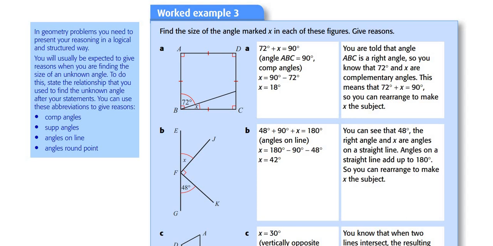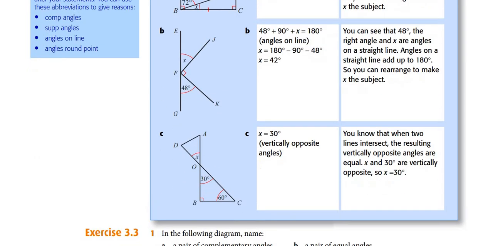Okay, all these three angles are in a straight line, so they add up to 180. You can solve the equation, and it says rearrange to make x the subject. So you can rearrange to make x the subject and find x.